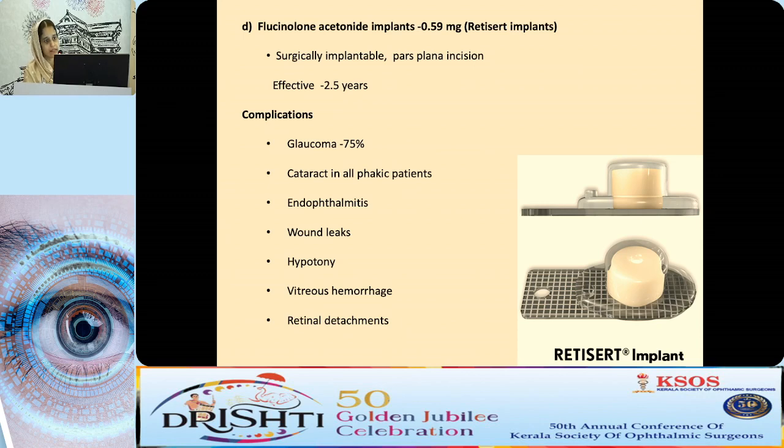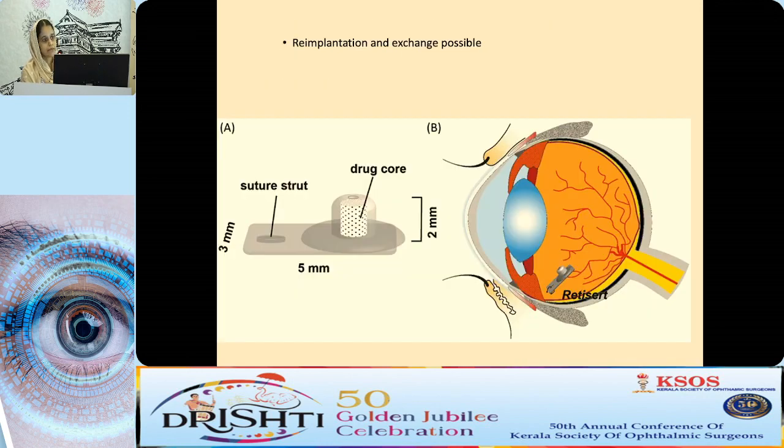Then fluocinolone acetonide implants containing 590 microgram fluocinolone. It has to be surgically implanted into the vitreous cavity. This is effective for 2.5 years. The complications include glaucoma in 75% of patients. And 100% of aphakic patients can develop cataract, and chance of endophthalmitis, wound leak, hypotony, vitreous hemorrhage, and retinal detachment is there. But this can be re-implanted or exchanged.